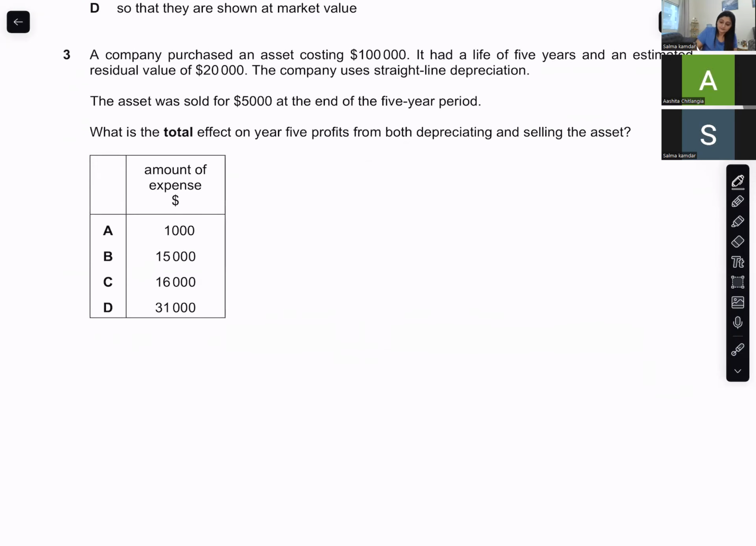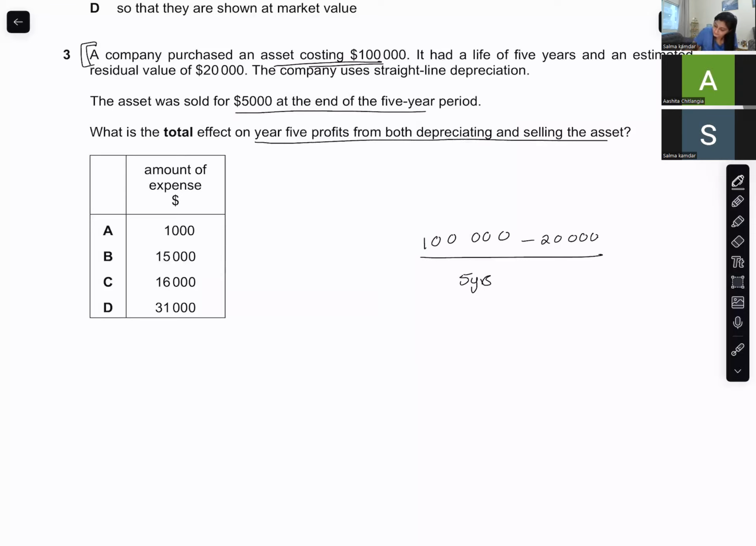A company purchased an asset costing 100,000. It had a life of 5 years and an estimated residual value of 20,000. The asset is sold for 5,000 at the end of the 5 year period. What is the total effect on year 5 profits from both depreciating and selling? So depreciation per year is 100,000 minus 20,000 upon 5.